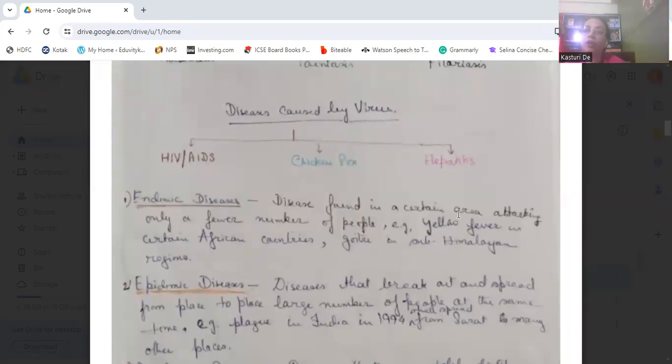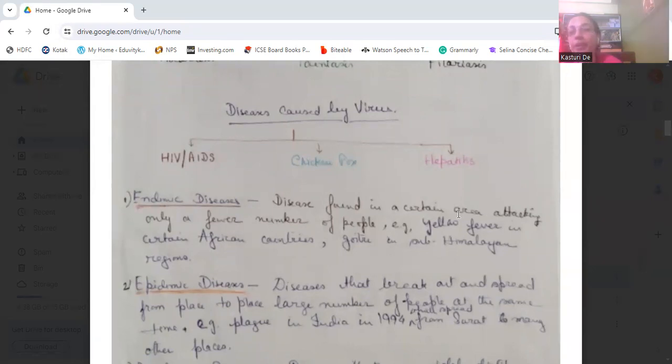Now, we come to the description of the diseases. The first is endemic disease. Endemic disease is a disease that is found in a certain area, attacking only a fewer number of people. It is categorized under the extent of occurrence. So here, the number of people affected is fewer, like yellow fever in certain African countries, and goiter in sub-Himalayan regions.